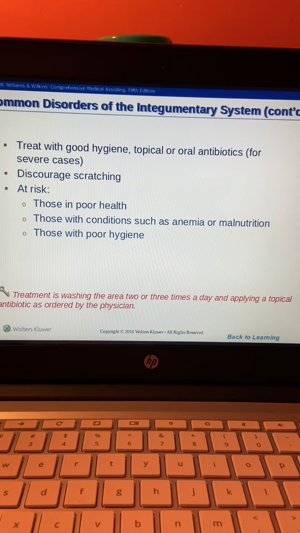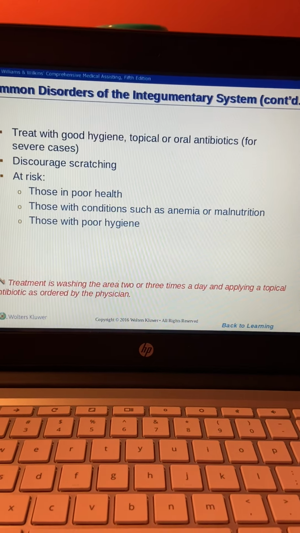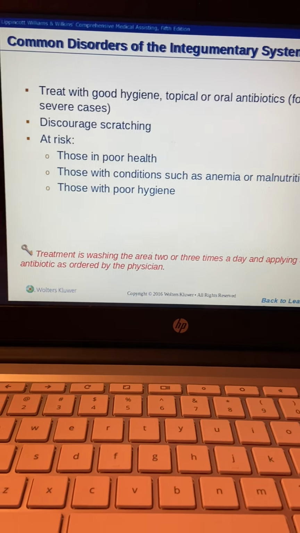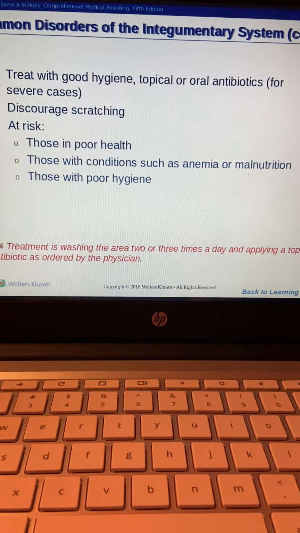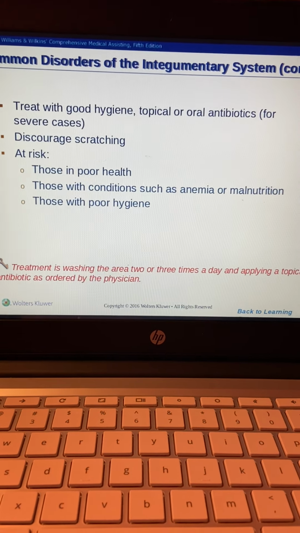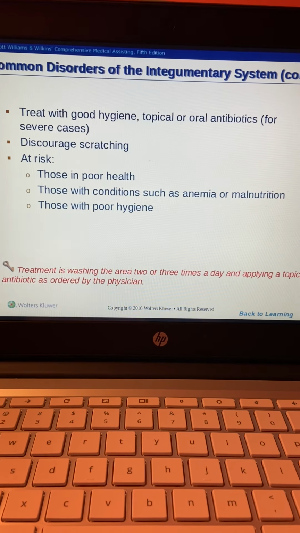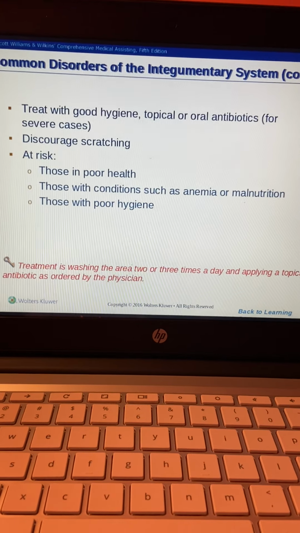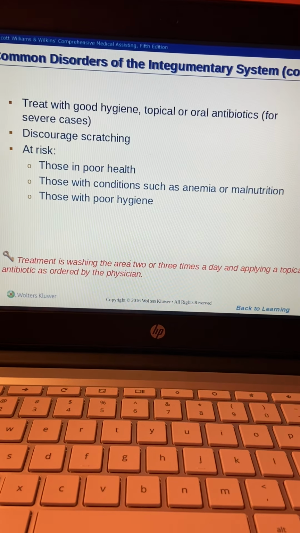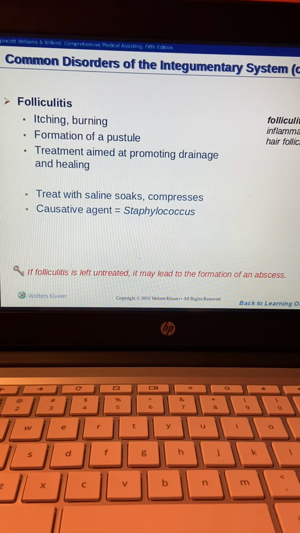So treat these with good hygiene, and topical or oral antibiotics for severe cases. You want to discourage your patients from scratching. Scratching could lead to infection. So those that are at risk are those that are in poor health, those with conditions such as anemia or malnutrition, and then those with poor hygiene. Treatment is washing the area 2 to 3 times a day and applying a topical antibiotic as ordered by the physician.